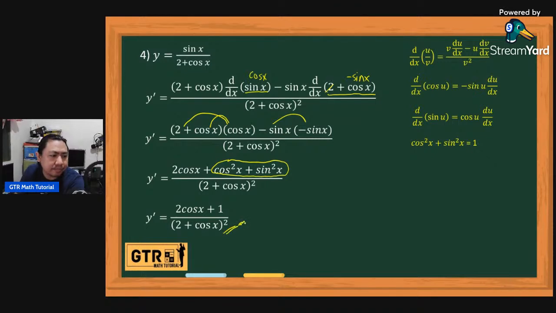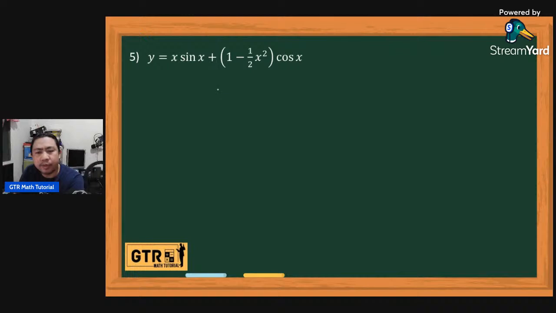Okay, so number 4 or number 5. We have y equals x sine x plus 1 minus 1 half x squared times cosine x. So we have the product x sine x and then 1 minus 1 half x squared cosine x. So we will use a product rule. So this is the u and v, and another u and v, u2 and v2. So we'll use the product rule.